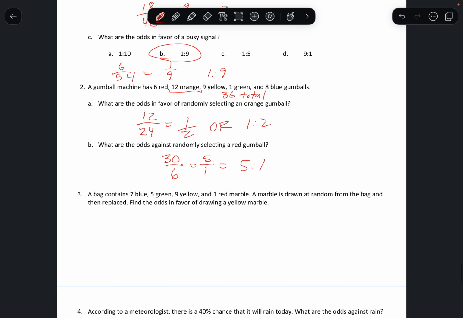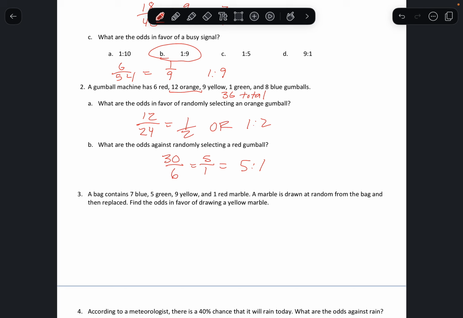All right, a bag contains 7 blue, 5 green, 9 yellow, 1 red. A marble is drawn at random from the bag and then replaced. Okay, so that's important because we're going to be looking at replacing this. Again, we can think about our dependent versus independent events. If it's being replaced, it's not affecting the next draw, so this would be independent.